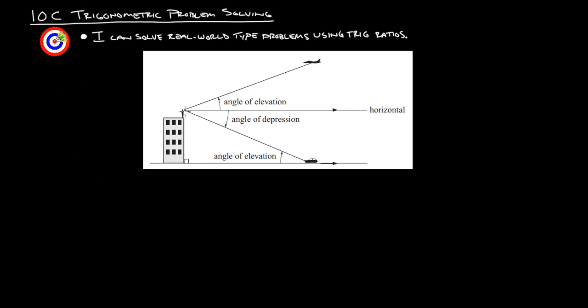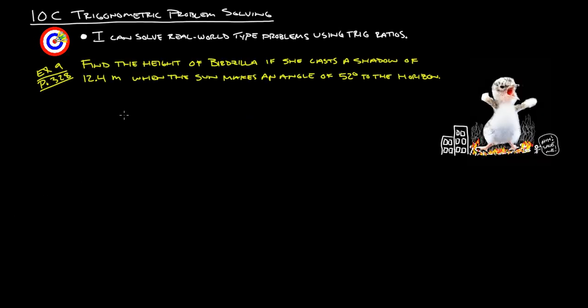So, from the horizon, if you are looking up, that's considered the angle of elevation. If you're looking down from the horizon, that's angle of depression. And then also angle of elevation is if you're looking up to the horizon as well. All right, so with that, let's take a look at an example. This is similar to example 9 from page 328.